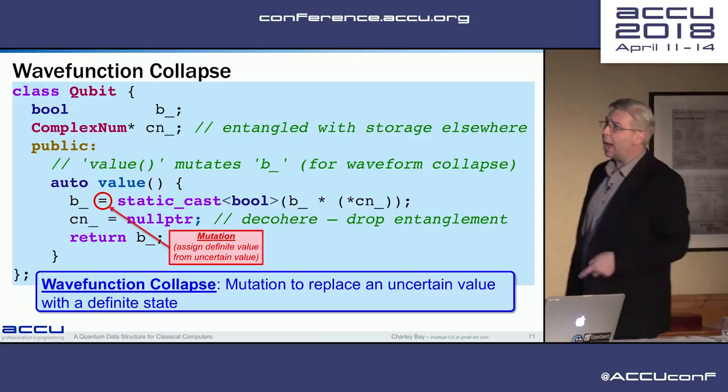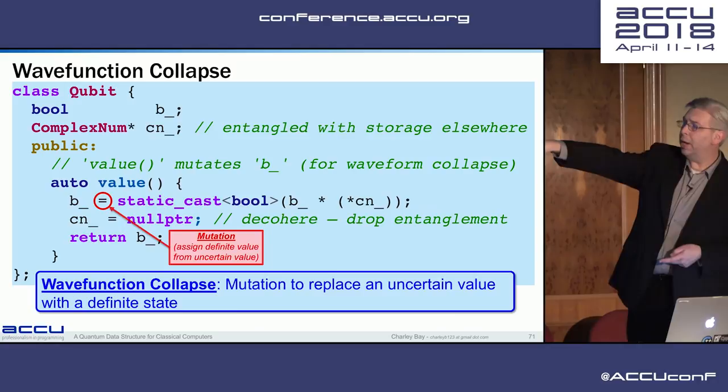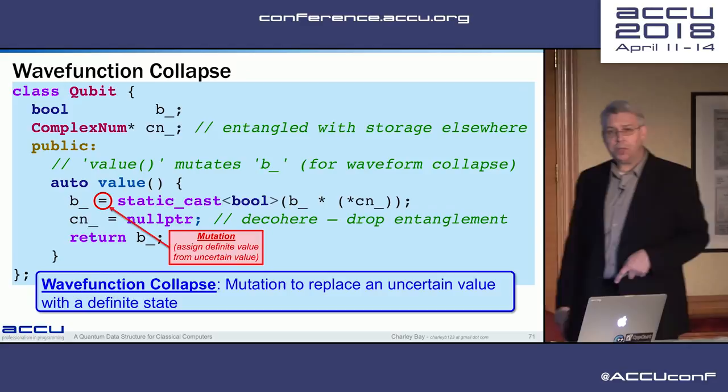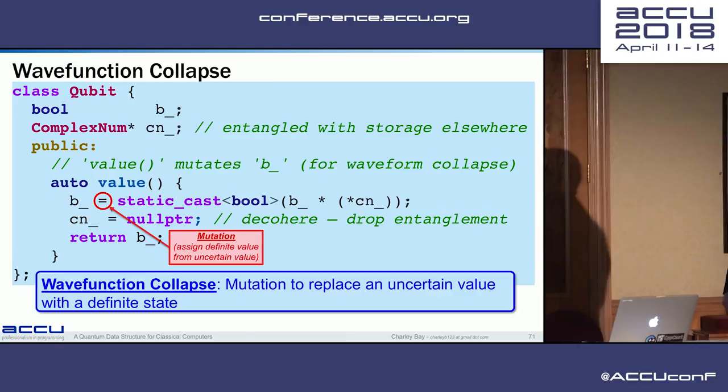So the dot get is destructive. This is the same code you just looked at a second ago. That's the mutation. B is assigned, and then the line below it is when we decohere. We drop our complex number. So the wave function collapse is an irreversible transform, just like the standard pattern of lazy destructive reading.